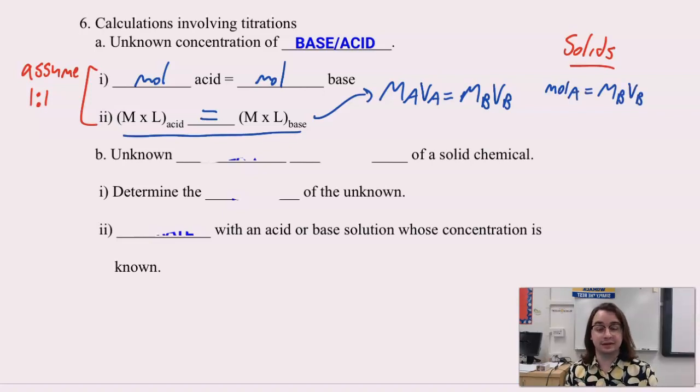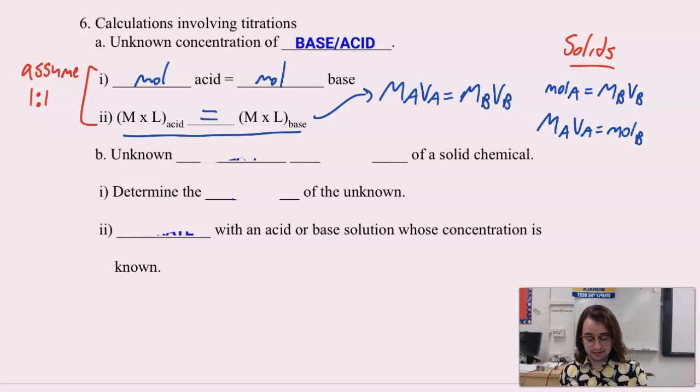Now let's say that I have a solid base. Then I'm going to have the concentration of the acid times the volume of the acid equals the moles of the base. So just keep in mind that if I'm dealing with a solid substance, which sometimes we are, that's the way that I'm going to use those equations instead. Now, we can also use these techniques to determine molar mass of the solid chemicals.